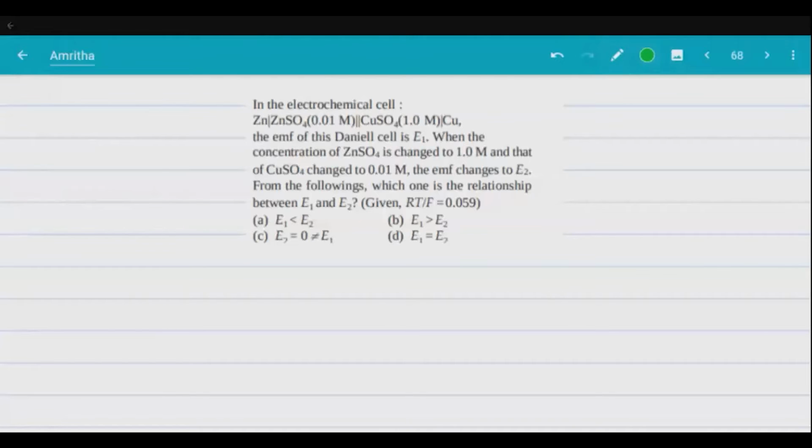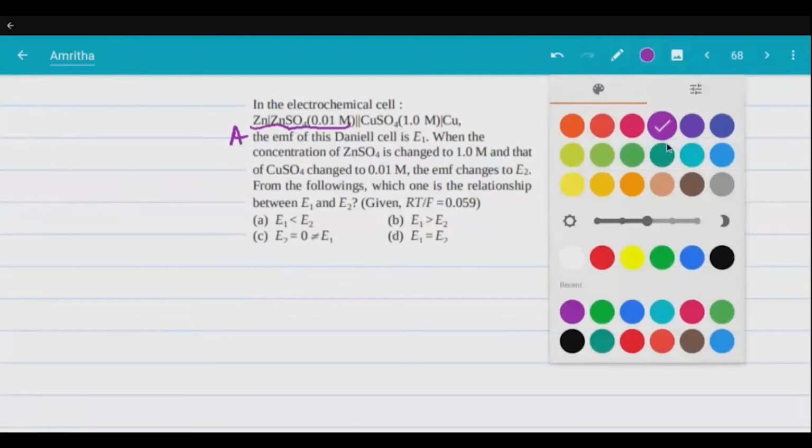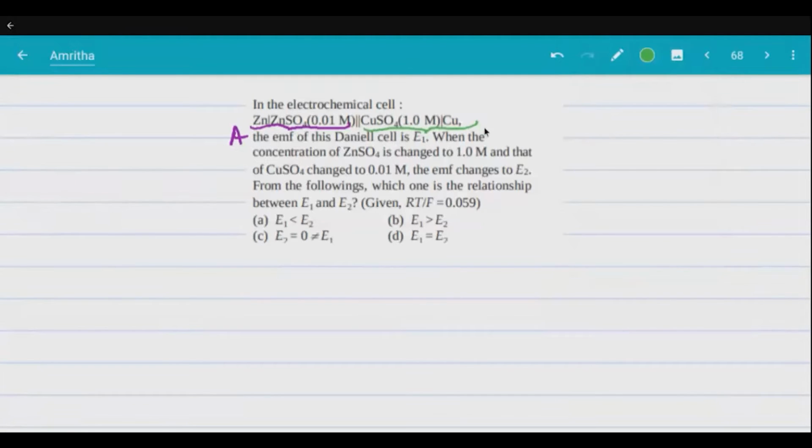Okay, fine. This is an electrochemical cell. In an electrochemical cell, always write the left side as anode, and the right side as cathode. EMF of the cell is E1. When the concentration is changed to 1 molar, and that of copper sulfate changed to 0.01 molar, EMF changed to E2. E1 and E2 we have to compare.